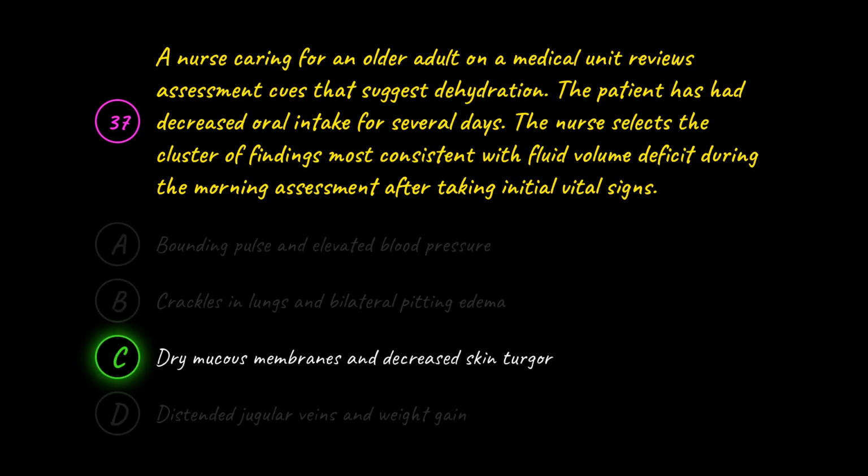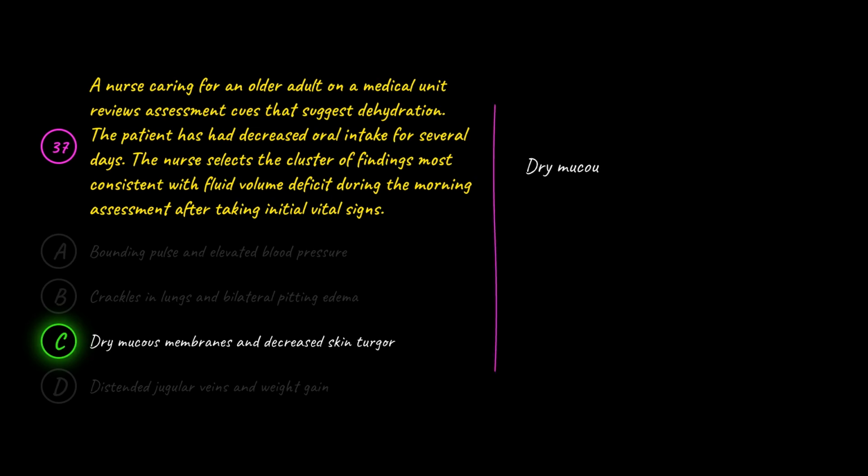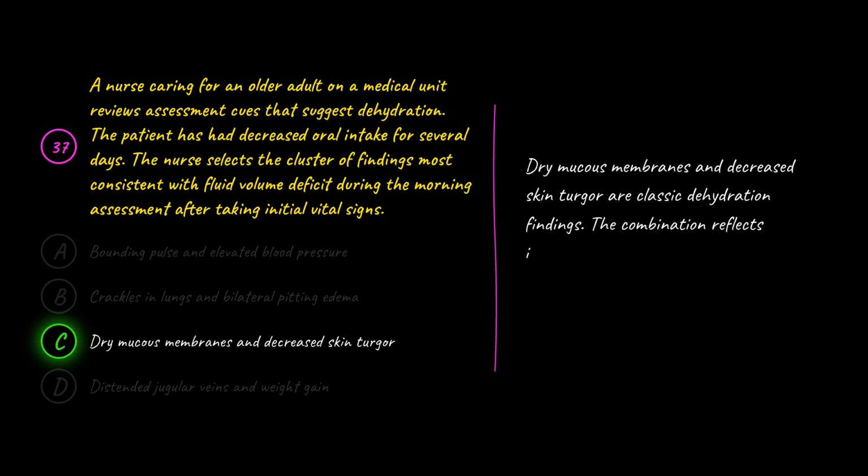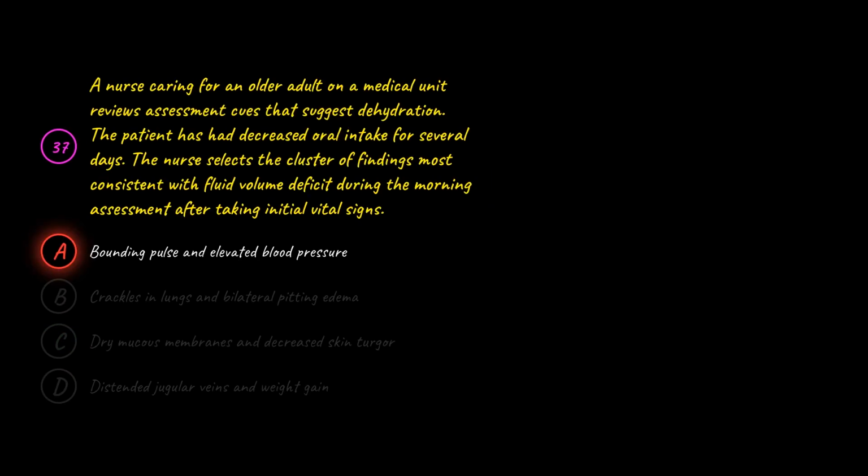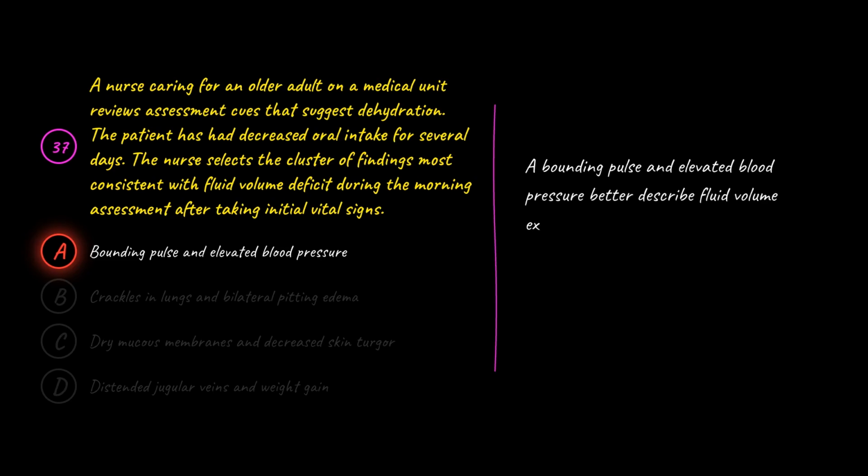The correct answer is C. Dry mucous membranes and decreased skin turgor. C is correct because dry mucous membranes and decreased skin turgor are classic dehydration findings. The combination reflects intracellular water loss and supports a nursing diagnosis of fluid volume deficit, especially in the older adult. A is wrong because a bounding pulse and elevated blood pressure better describe fluid volume excess.